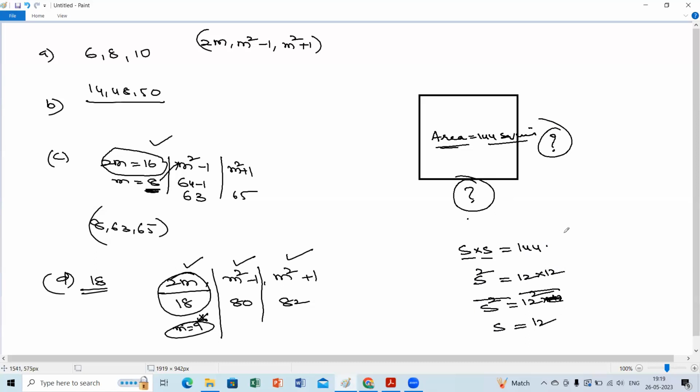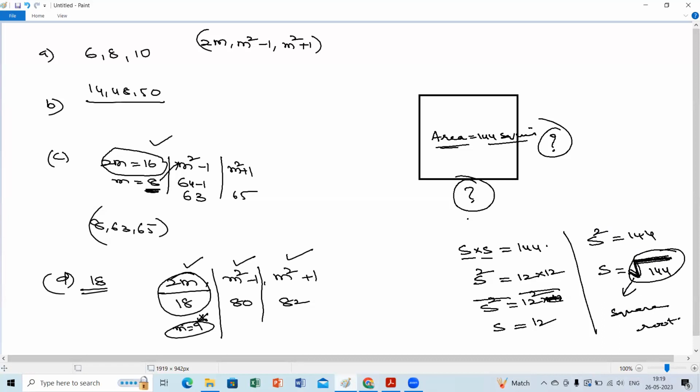Not only in this way, you can also say S square is equal to 144. If you want to find out the S value, you can apply the square root. This is the symbol for square root, children. Please remember, this is the symbol for square root. We can call it the square root.